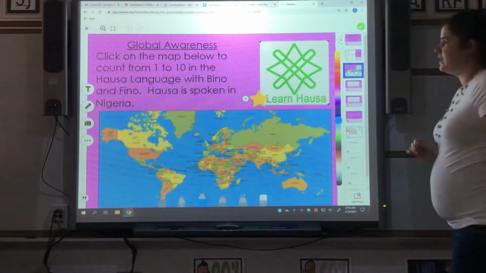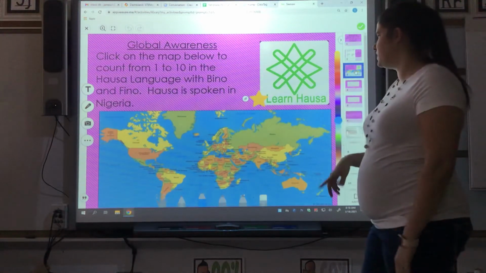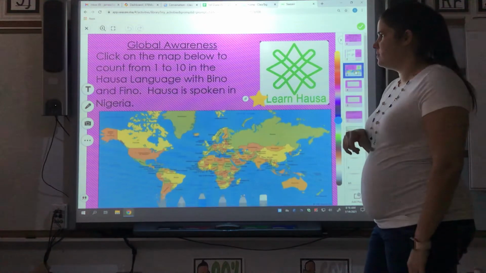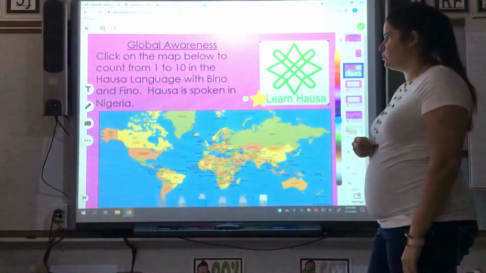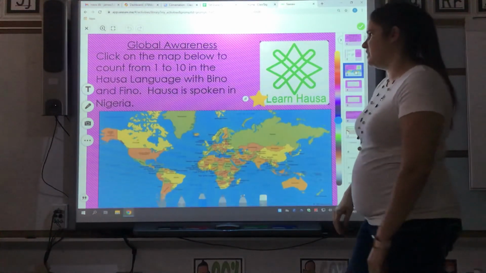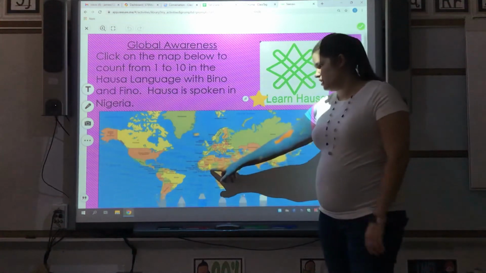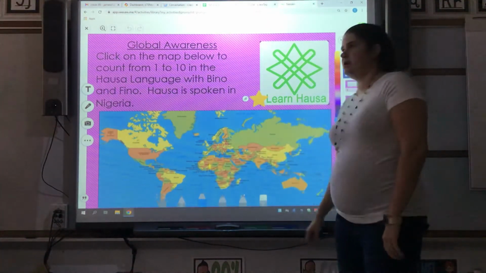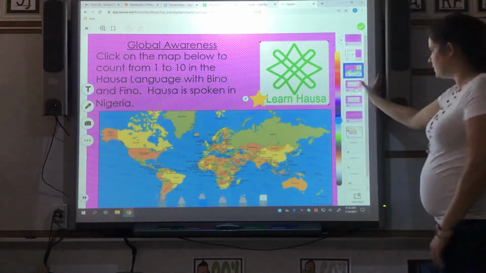On this next slide, global awareness. You are going to click on the picture with the star to learn how to count from 1 to 10 in Hausa language with Bino and Fino. Hausa is the language that is spoken in Nigeria. Looking at the map down here of Africa, you can see the star, and that is where Nigeria is located.